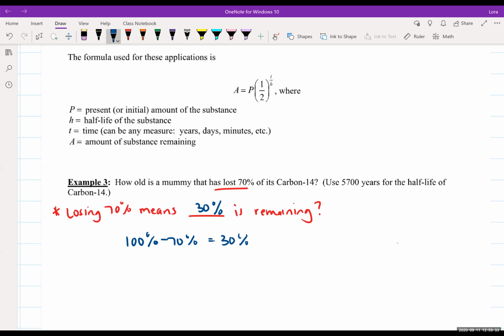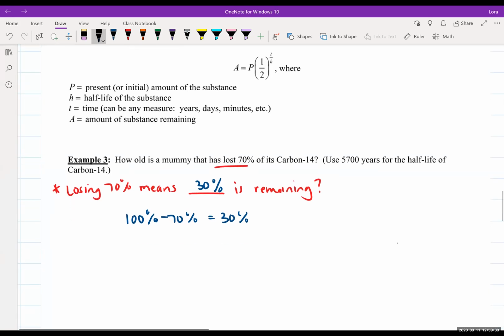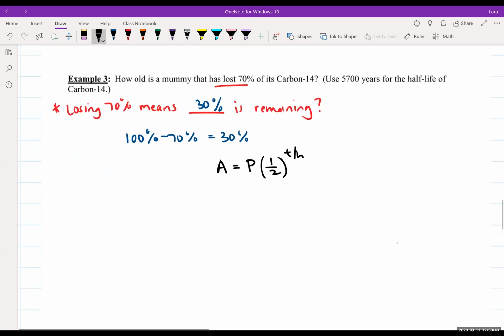And so this is going to help us out with how to set this up. So again, we do have the formula in front of us. I'll write it out just in case. So if we have 30% remaining, we're going to keep using percents as decimals. So the amount remaining is 30%. We'll plug this in.